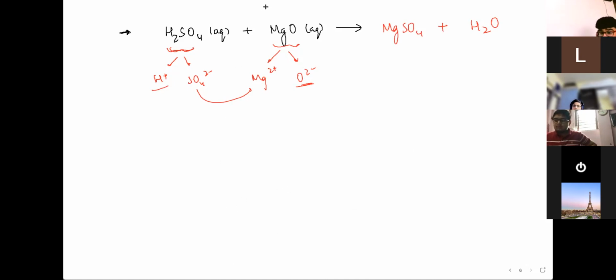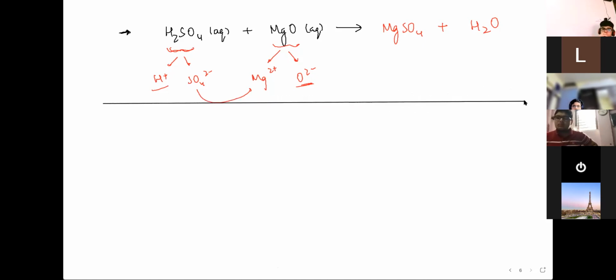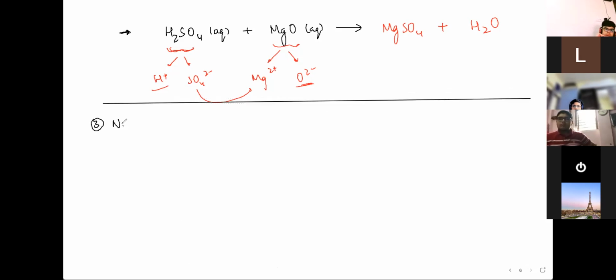Now we have the final reaction. One of you, either Anirban or Aditya, had mentioned that you're facing trouble with this, so pay attention. We're going to talk about the neutralization reaction.